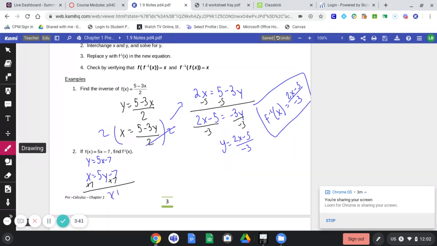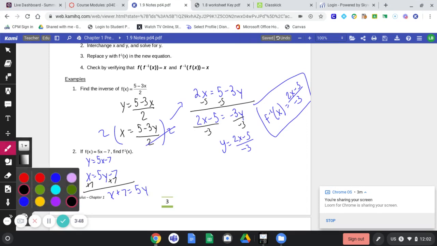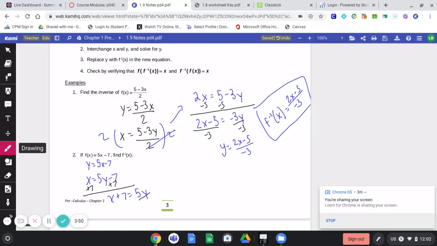And we are left with x plus 7 equals 5y. And now to get this y by itself, we need to get rid of the 5 by dividing by 5. So we get y is equal to the quantity x plus 7 over 5. And then finally, we do f inverse of x is equal to x plus 7 over 5.